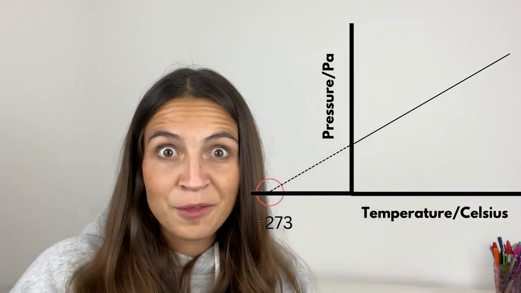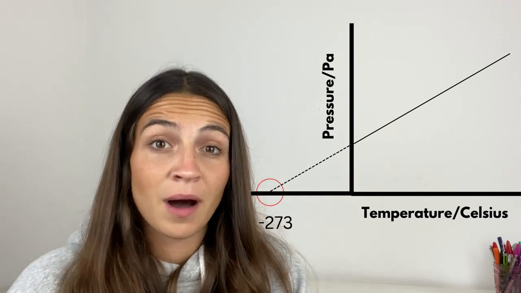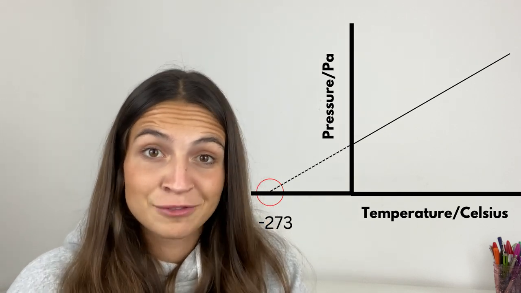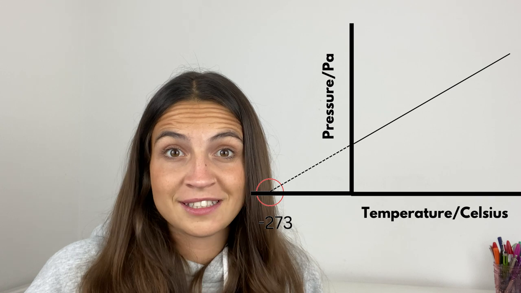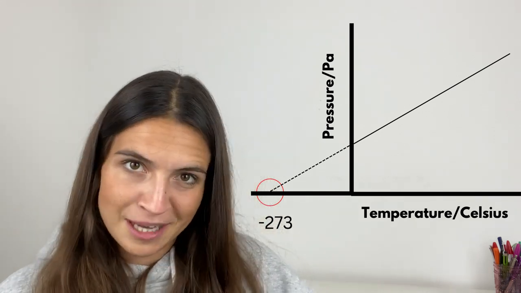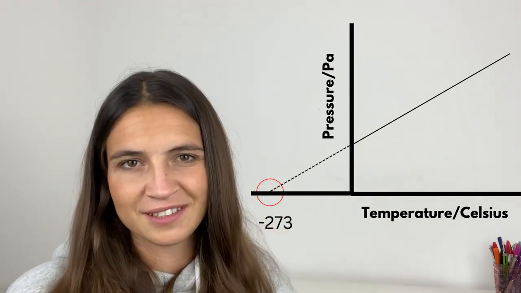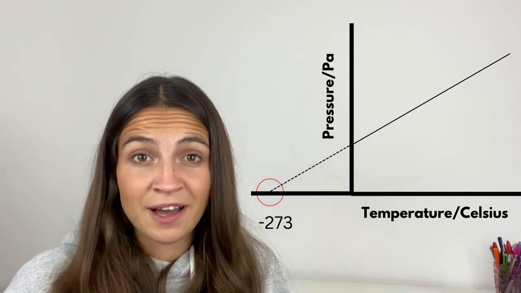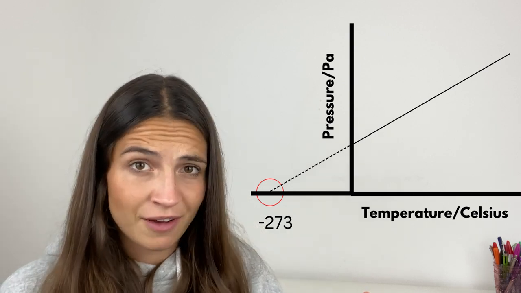What would this graph look like if the temperature were in degrees Celsius? Now the pressure is 0 at minus 273 degrees. But the overall trend is still the same. As I increase my temperature, my pressure increases. In fact, this is how absolute zero was found, by extrapolating this graph backwards. Genius. Okay, let's have a look at some exam questions.